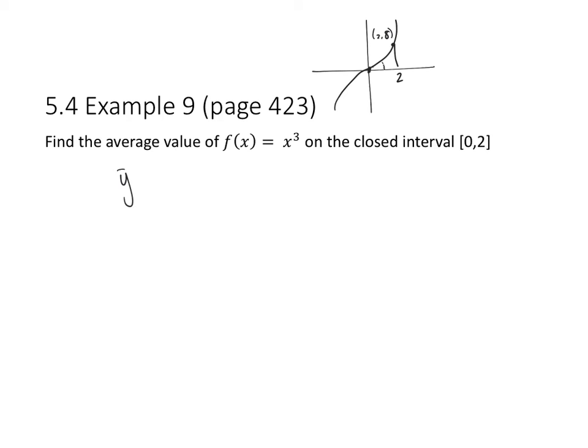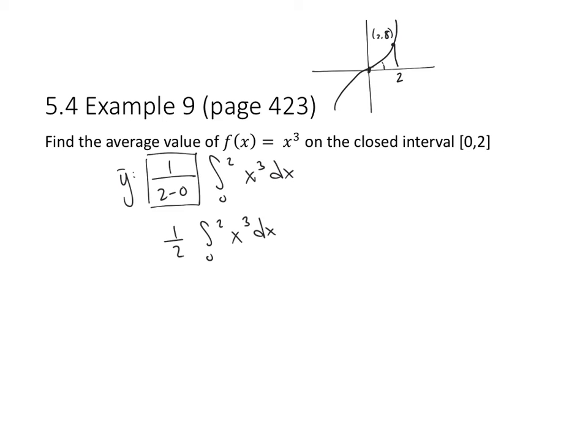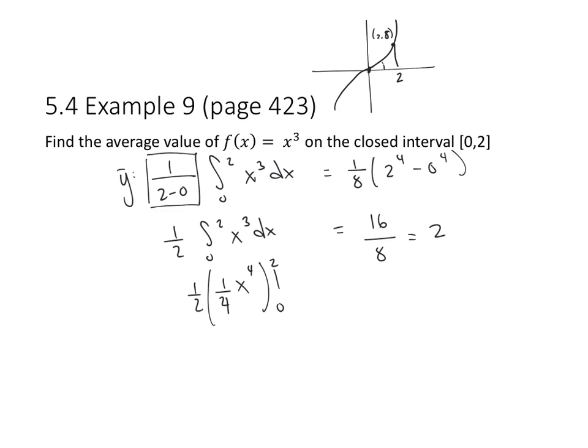So to find the average, we go 1 over 2 minus 0, the integral from 0 to 2, x cubed dx. So again, this is our only extra bit. So that's 1/2 the integral from 0 to 2, x cubed dx. The antiderivative of x cubed is x to the 4th, 1/4 of x to the 4th. The 1/2 will just hang out on the outside, and we'll evaluate from 0 to 2. So if I want to be a little bit neater, I could write that as 1/8. We're going to go 2 to the 4th minus 0 to the 4th. So 2 to the 4th is 16 over 8, or 2.